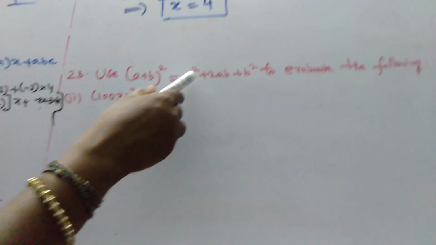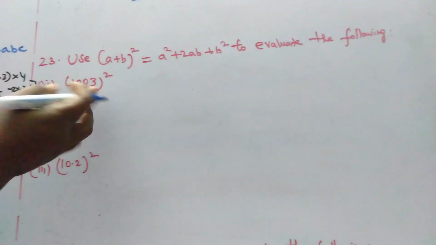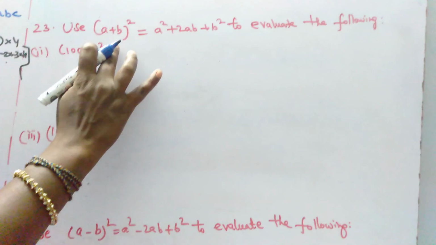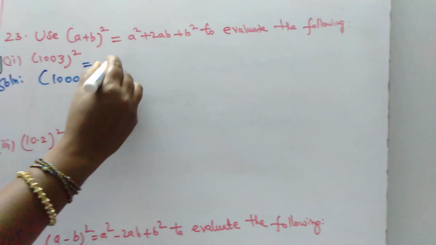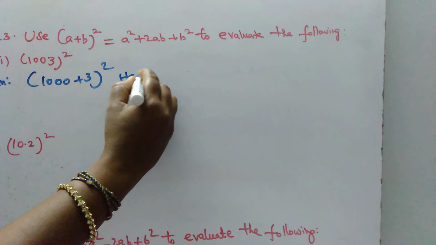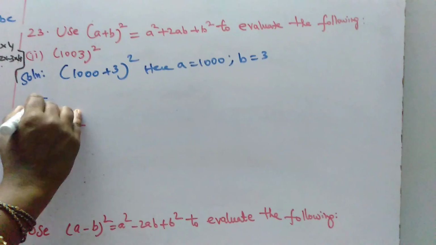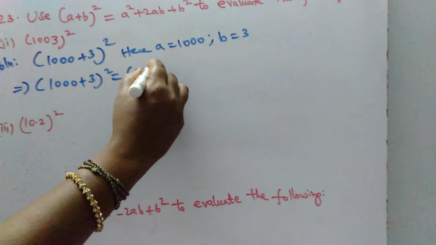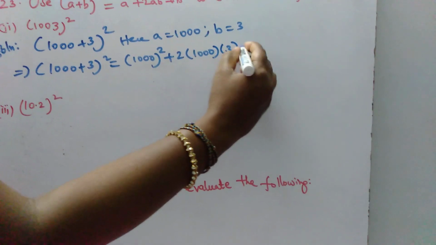Question number 23. Use a plus b the whole square equal to a square plus 2ab plus b square to evaluate the following. Okay. So the question here is in the number form. We want to expand it. 1003 the whole square, and this can be written as 1000 plus 3 the whole square. Here a equals 1000, b equals 3. So which implies 1000 plus 3 the whole square equals 1000 square plus 2 into 1000 into 3 plus 3 square.